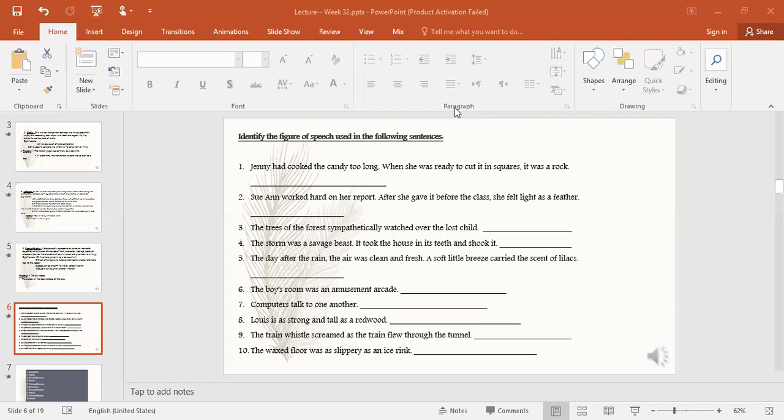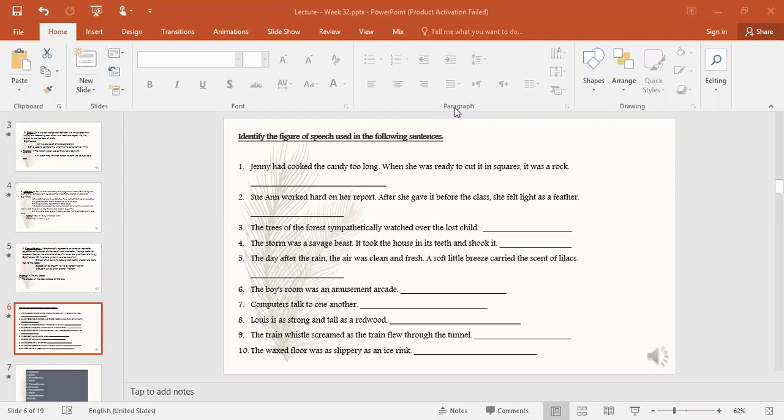Yes. So we are comparing the boys' room to an amusement arcade, right? Yes. Okay. Is there any human action or characteristic in the sentence? No. Is there any comparison tool, meaning "as" and "like"? No. Can you hear me? So it's not a metaphor and it's not a simile. It is what?